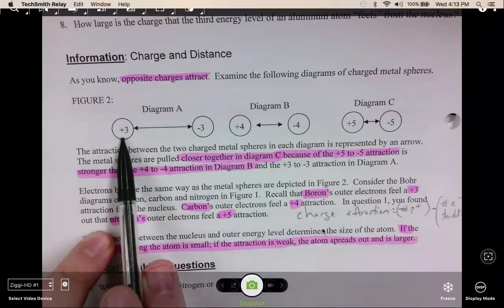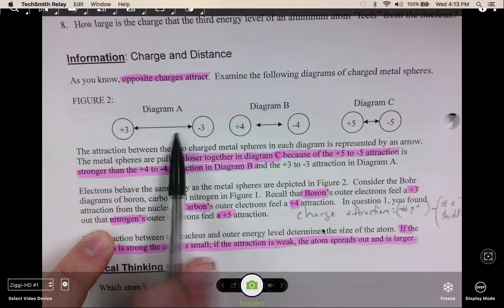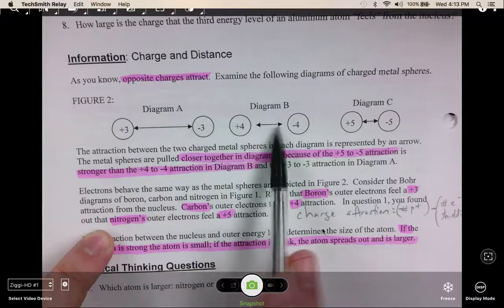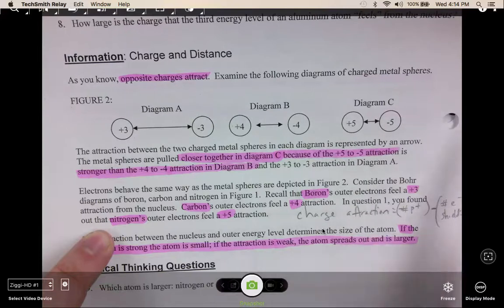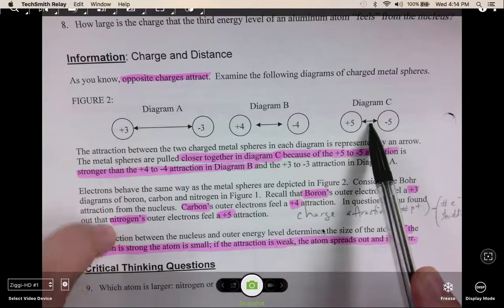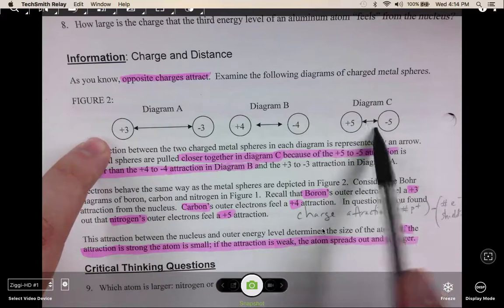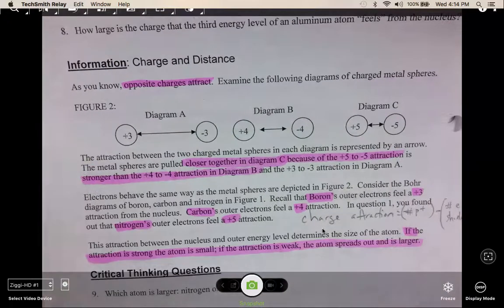So we're looking at a positive 3 charge and negative 3 charge. This arrow represents attraction and distance. So now we look at positive 4 and minus 4, same attraction, just less distance. And then positive 5 and negative 5, attracted, even less distance. So as we see, positive 5 and negative 5 have the smallest distance because there is the greatest attraction. So that means there's less distance between the two spheres. Same kind of thing with people.